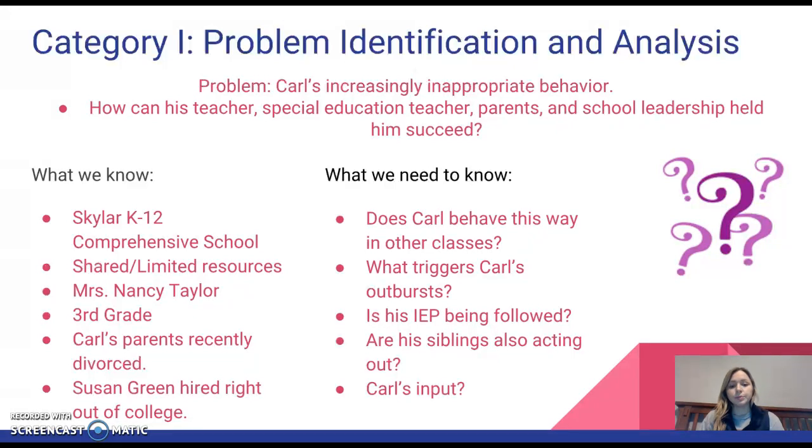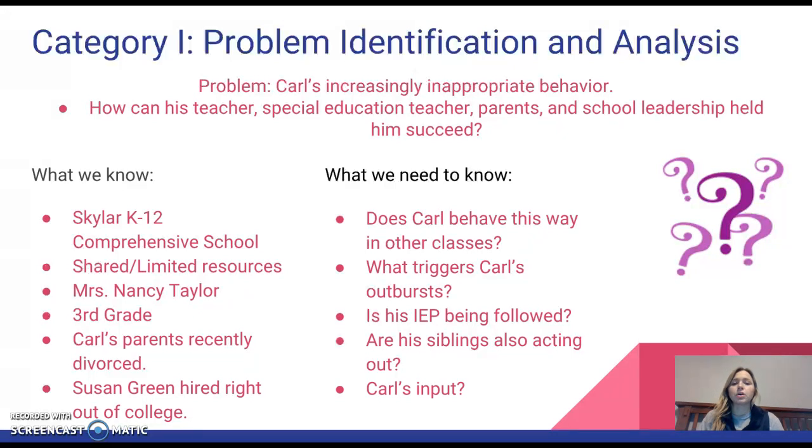So what we need to know, does Carl behave this way in his other classes? In music and PE, does he seem to be displaying this inappropriate behavior, or is it just in Mrs. Taylor's class? And if it is, what are the other teachers doing to deter him from this behavior, since maybe it's not happening in their class?